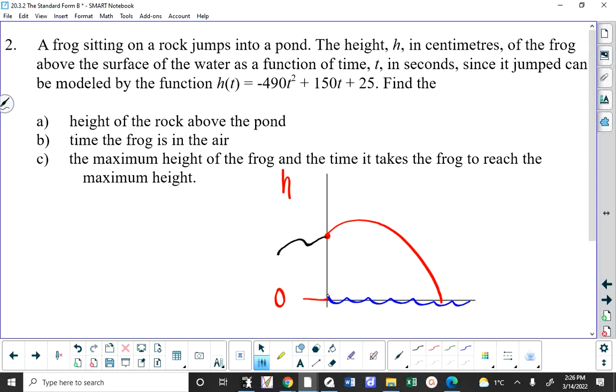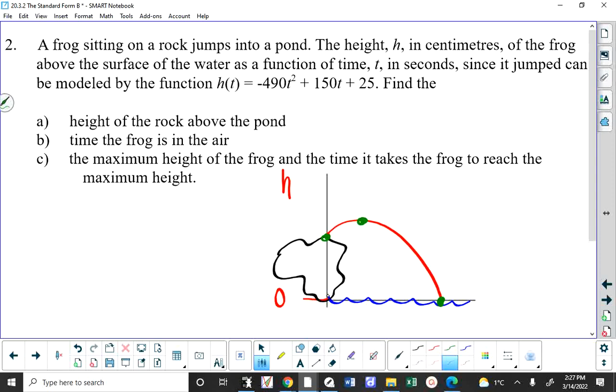This is the rock, or whatever the little froggy is on. I'm going to jump in there. If we can get this graph on our calculator, then locating this point will allow us to find the maximum height of the frog. Locating this point will allow us to find the height of the rock. Locating this point will allow us to find how long the frog is in the water. This question is all about using your graphing calculator.